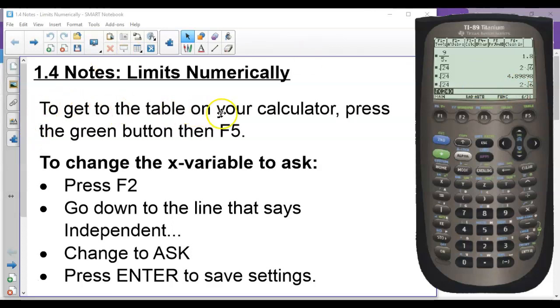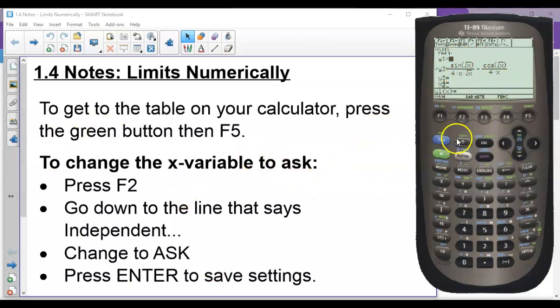To get to the table on your calculator, you're going to press the green button and then F5. You can see in green right above it, it says table, and that will get you to the table. However, the first thing that I should have shown you is where your y equals is. It's similar to the 84, but you have to hit the green button and F1 to get to y equals. You can see I have this complicated function in my y equals right now. We'll change that in a moment.